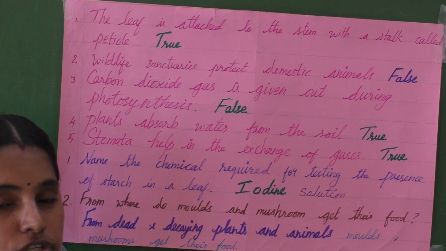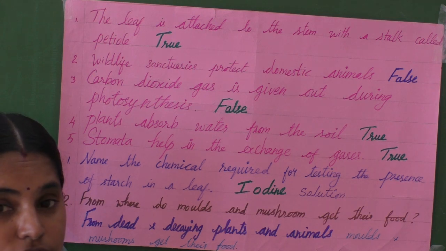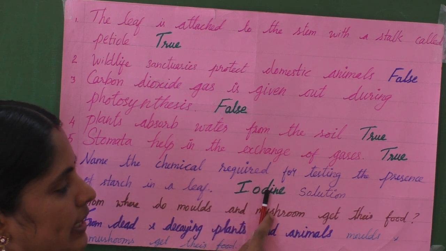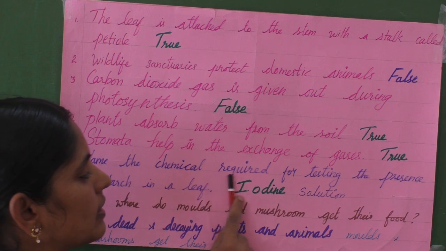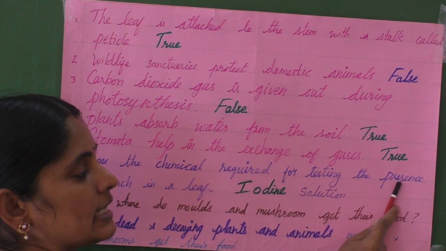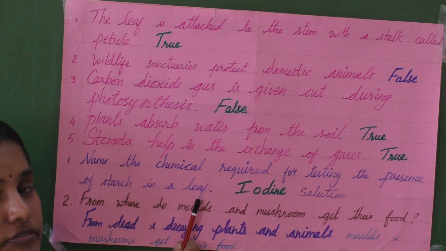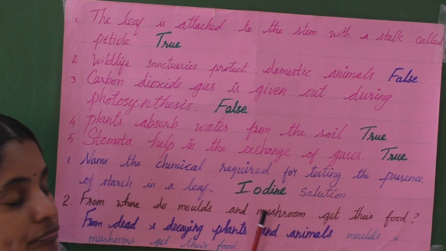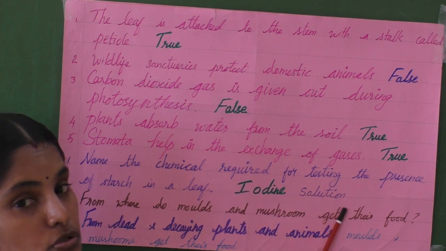Then you write questions in black, answers in blue. Okay, what's our first question? Name the chemical required. Chemical required for testing the presence of starch in a leaf. What is the chemical? Iodine solution.